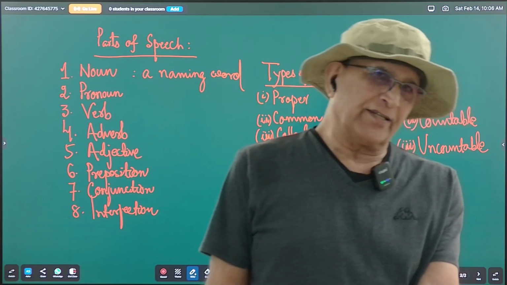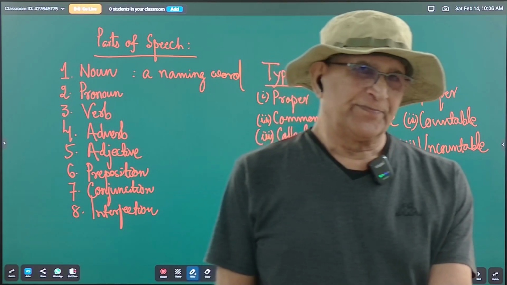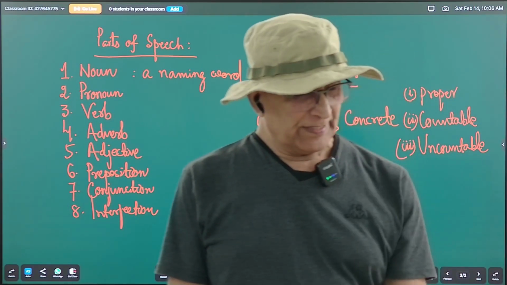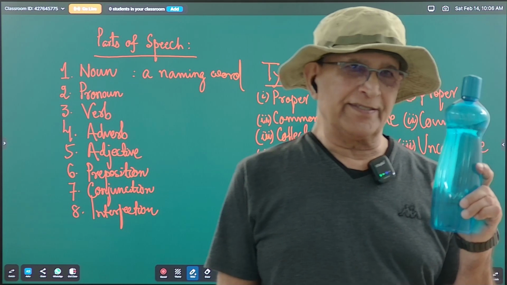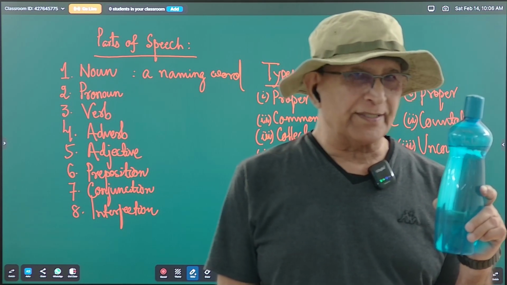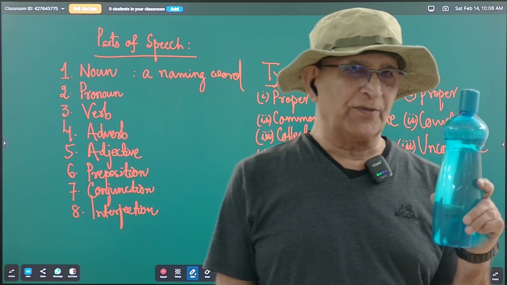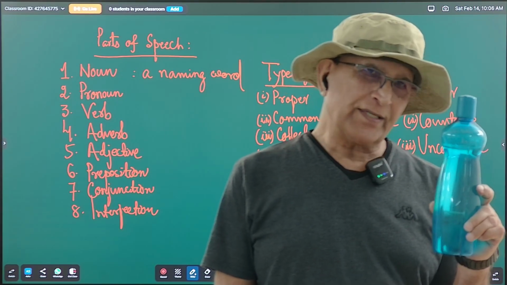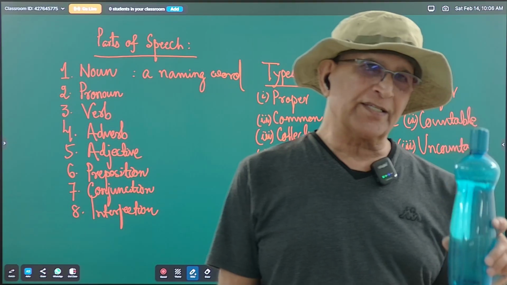And what we can't count, they are uncountable nouns. For example, you look at this, here it is the bottle, and inside the bottle is water. Bottle is countable noun, but water is uncountable noun. Water is inside the bottle. We can't count water.